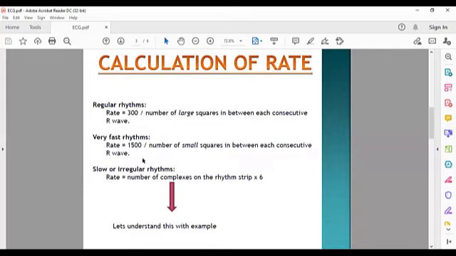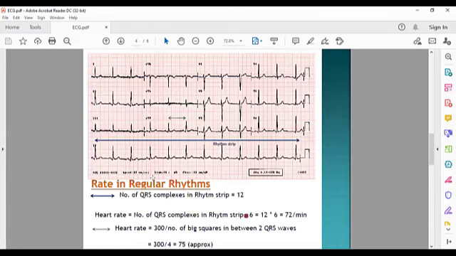This will apply only for a regular rhythm. If your QRS waves are coming at a regular interval, only then it is valid. If you have an irregular rhythm, then how will you calculate? You have to look at the rhythm strip. The last one at the bottom is the rhythm strip.